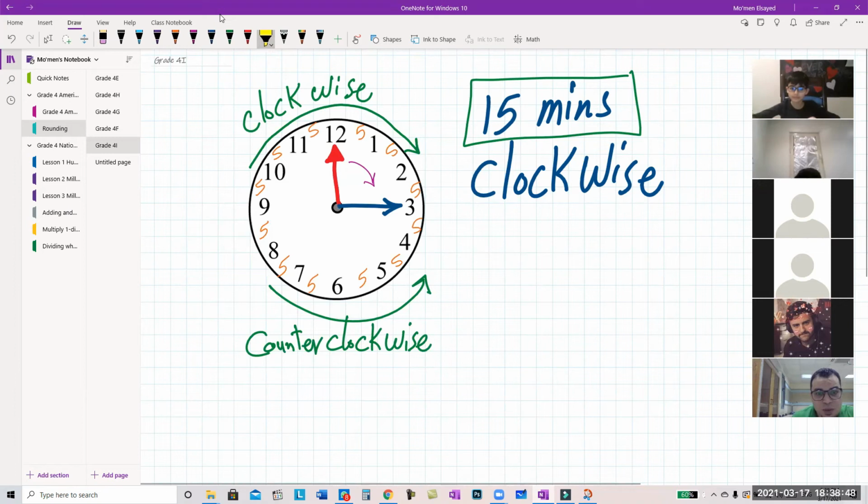Okay, so let me shade this part for you. And who can tell me what exactly the fraction will be? What is the fraction here?